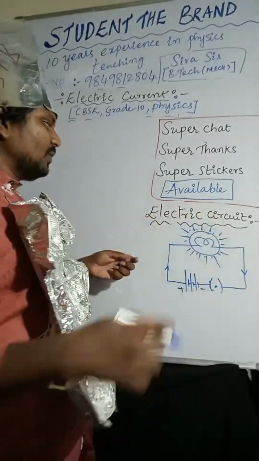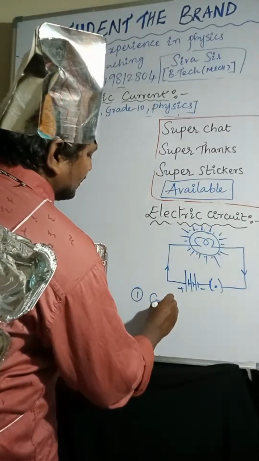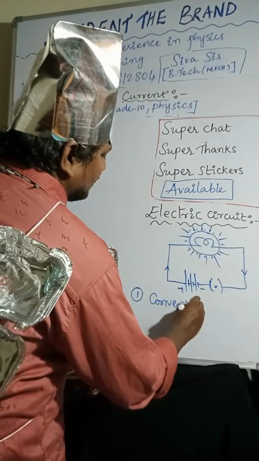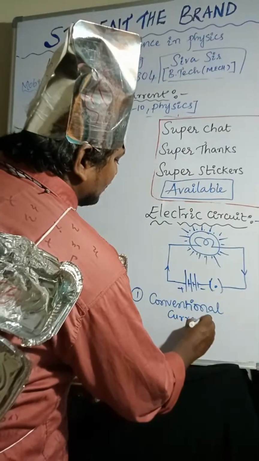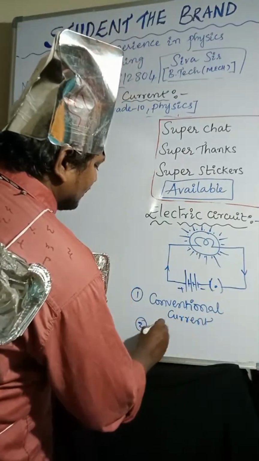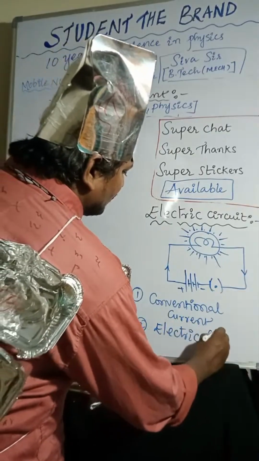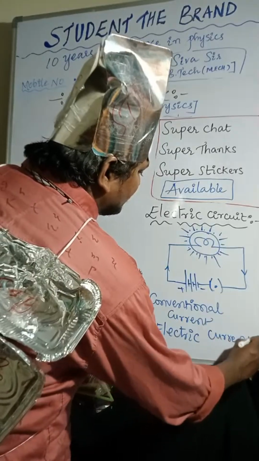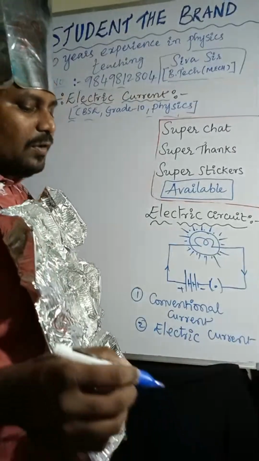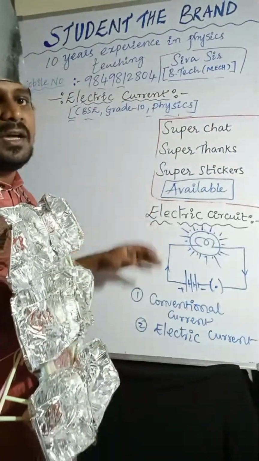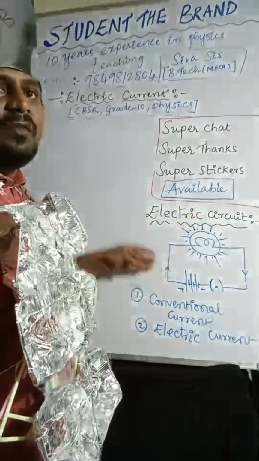Okay, so here there are two types we are considering: one is conventional current, and the second one is electric current. Conventional current is the flow of positive charges. So the flow of positive charges is known as conventional current. Flow of electrons is called electric current.